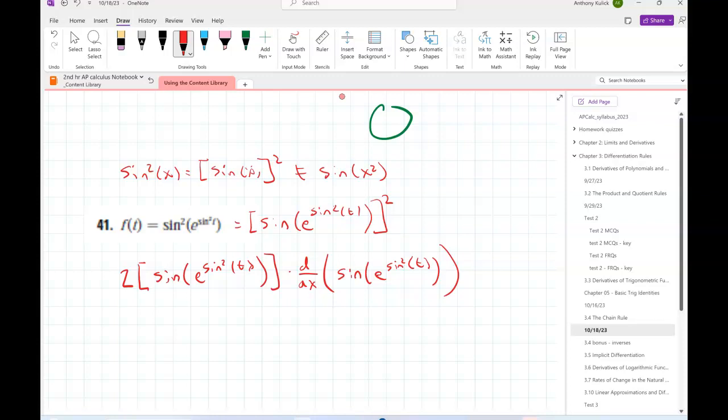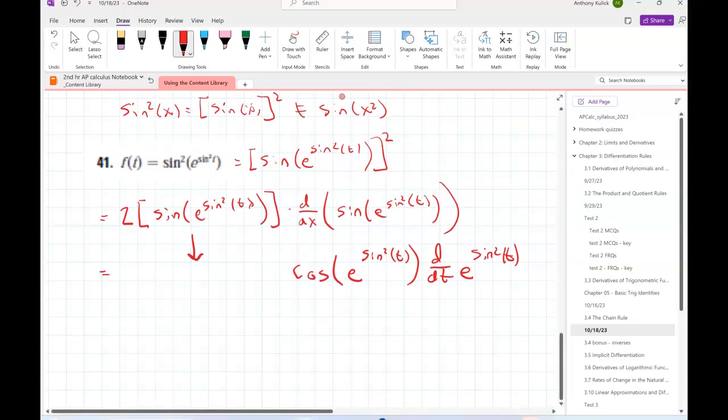Okay, so this piece comes down, and now we're going to do the derivative of this piece. What's the outermost function for this piece? Sine, right? So the derivative of sine is cosine. The inner stuff stays the same. I'm just going to work from the outside in. And then I have to do that derivative. So again, that piece comes down, that piece comes down.